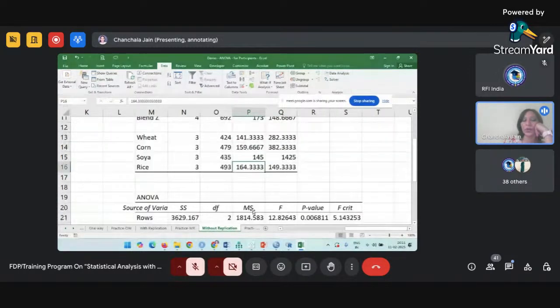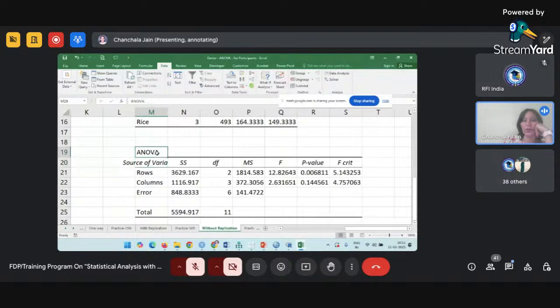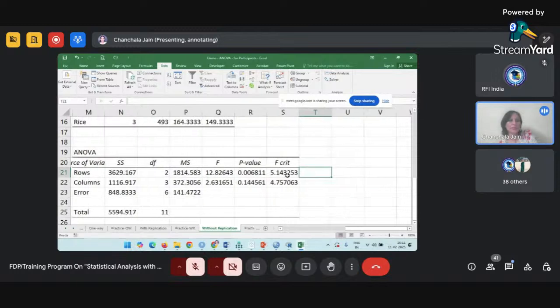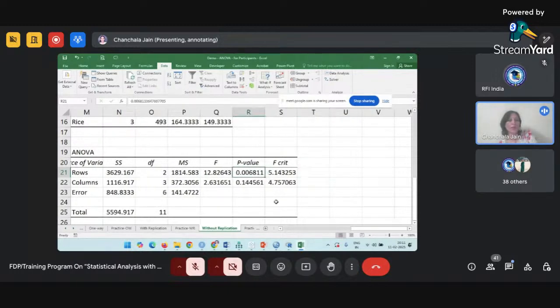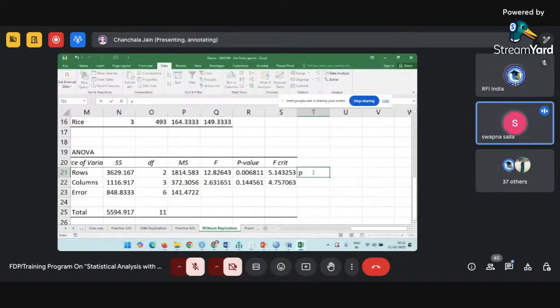Then you will go down and you will get the ANOVA table. There you can see the source of variations: rows, columns, and errors are mentioned. Then the sum of squares, degrees of freedom, mean sum of squares, F, the p value, and the critical value of F. This is your F statistic value for the rows, and this is the F critical value. When we compare these two, or use the p value to make an inference, what can I conclude here, anyone? Reject the null hypothesis, ma'am. Yes, p is less than 0.05, so we will reject the H naught.